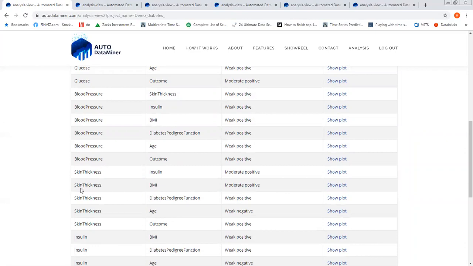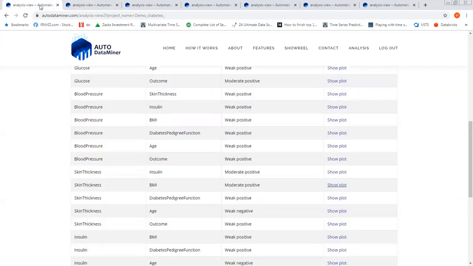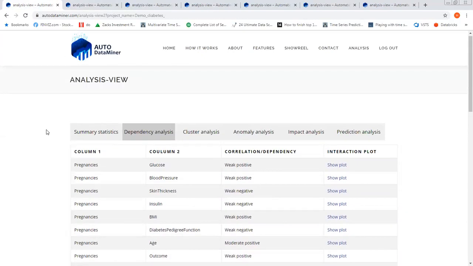Another one is skin thickness and BMI. If I click on that, you see a positive relationship between these two. You could say when BMI is higher, the skin thickness also goes higher. Although here we have some zeros, which again are the noisy part of the data. So anyway, this was dependency analysis.